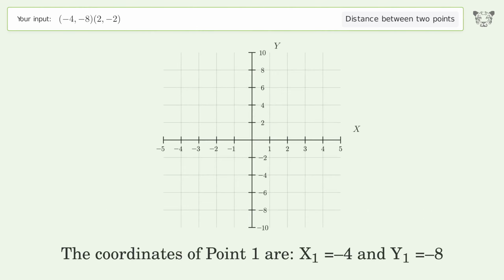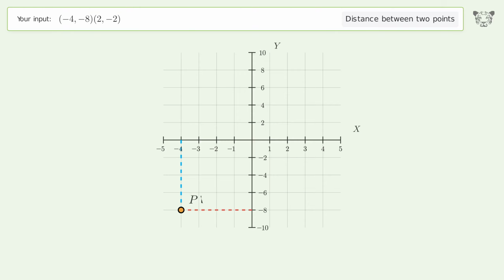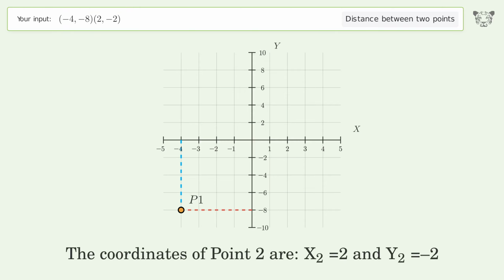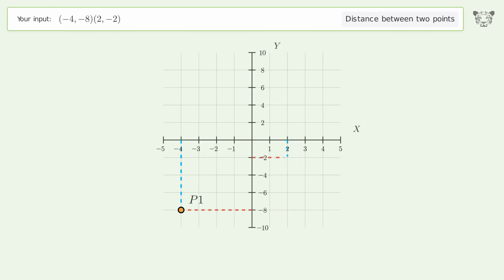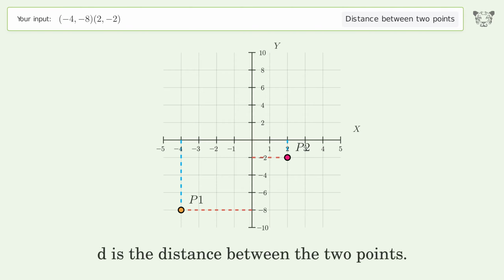The coordinates of point 1 are x1 equals -4 and y1 equals -8. The coordinates of point 2 are x2 equals 2 and y2 equals -2. D is the distance between the 2 points.